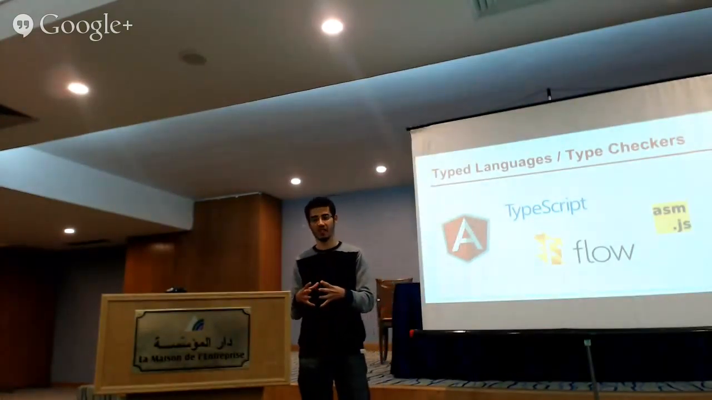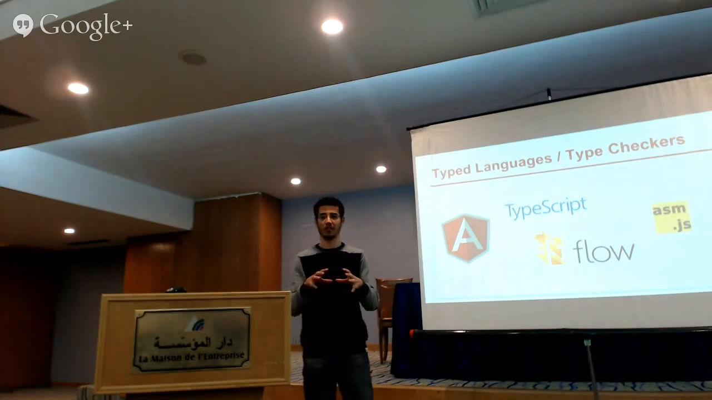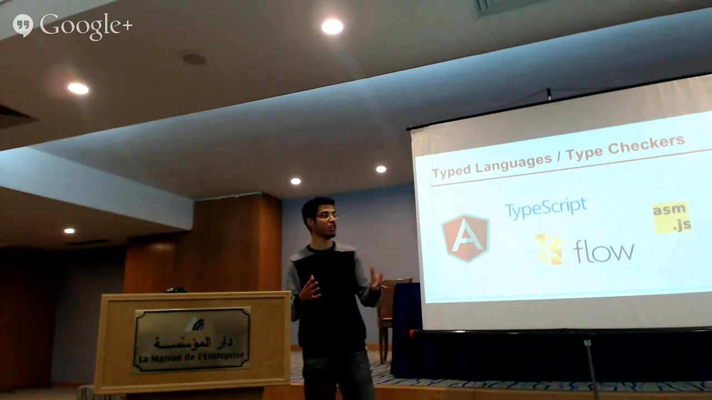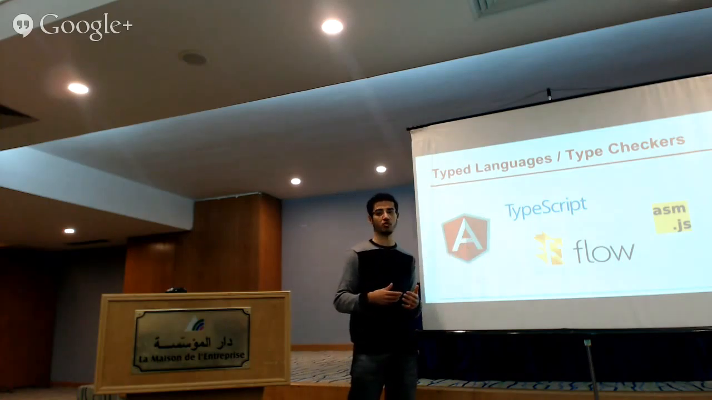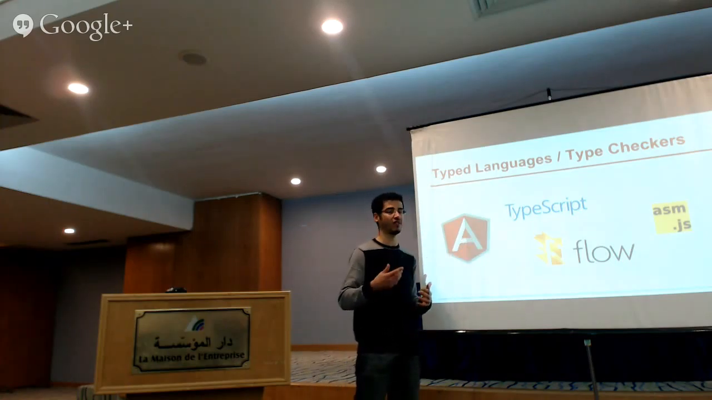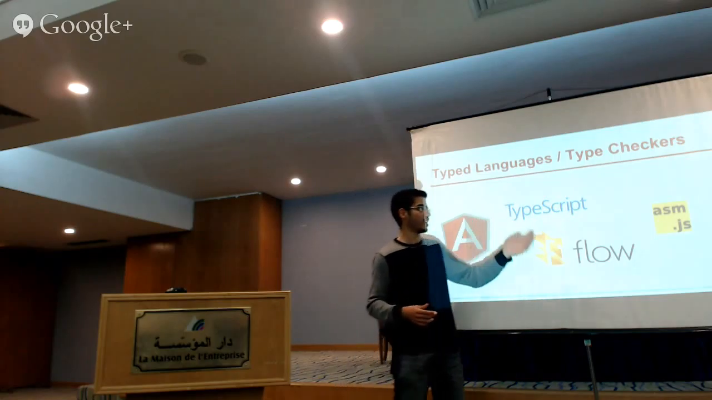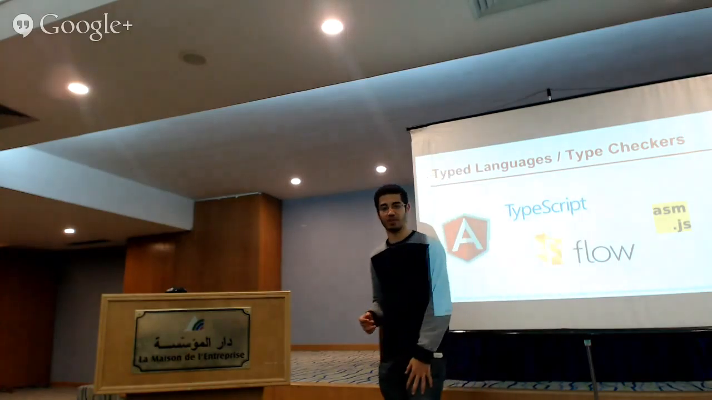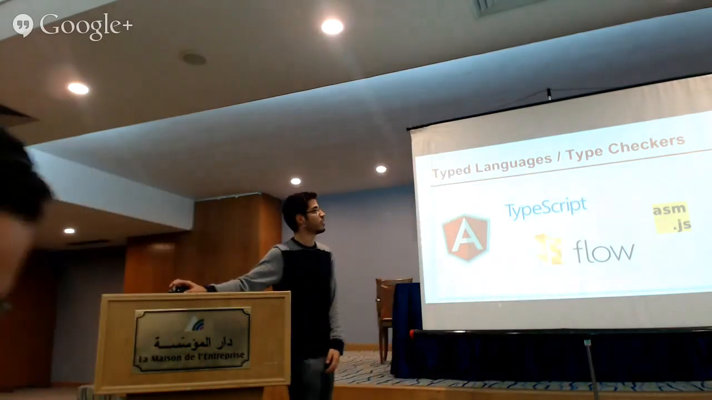ASM.js, this subset of JavaScript with much more limited functionality, which allows the browser to optimize the code even faster. And the name reflects that. It's assembly.js.